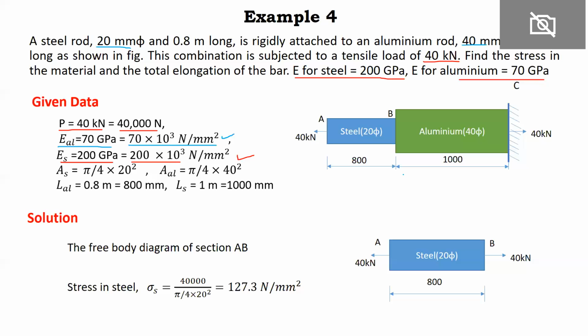And lengths are given. See here, I have written the diagram in terms of mm, but here it is given in terms of meter, 0.8 meter. Always, the rest of the values we have presented in terms of mm, so here also we have represented in terms of mm. Therefore, we need to convert this in terms of mm. So 0.8 meter is converted to mm. And 1 meter is also converted.